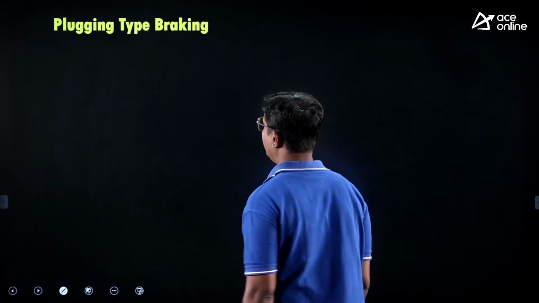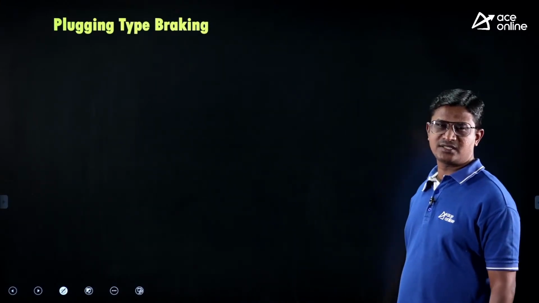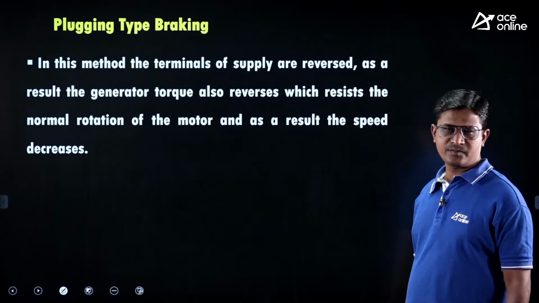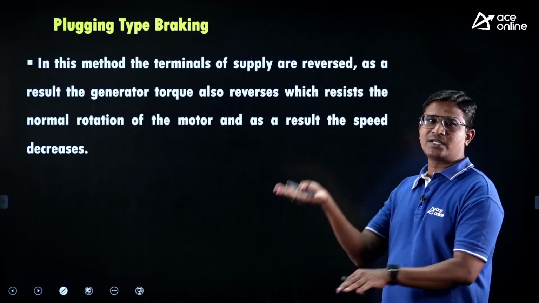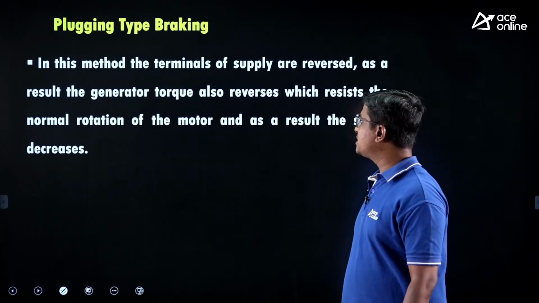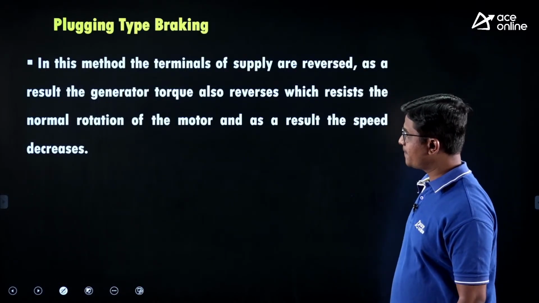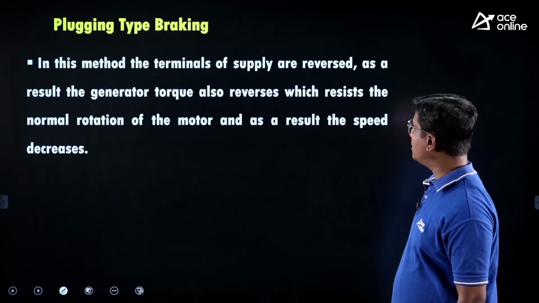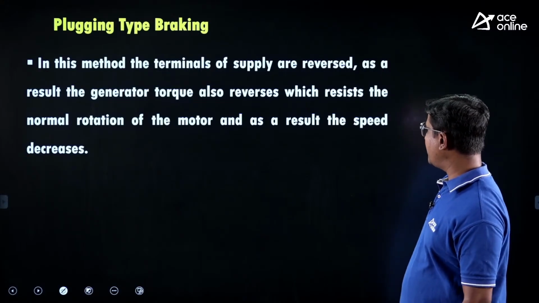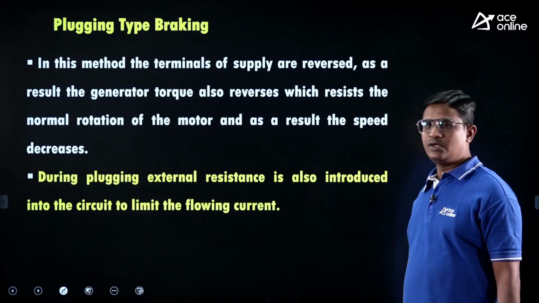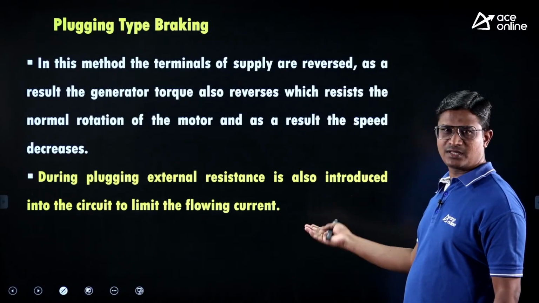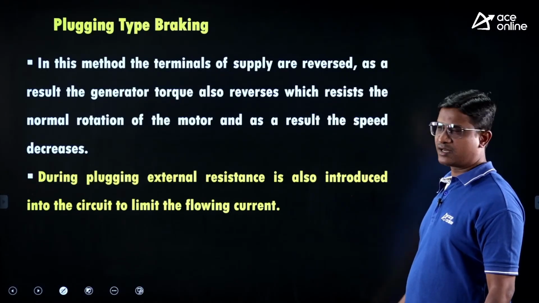Next, plugging. Plugging is also known as reverse voltage braking. In plugging or reverse voltage braking, we are reversing the supply terminals to the motor, okay, right? In this method the terminals of the supply are reversed. As a result the generator torque also reverses, which opposes the normal rotation of the motor, and as a result the speed decreases. During plugging, external resistance is also introduced into the circuit to limit the current, or the braking current, you can say.